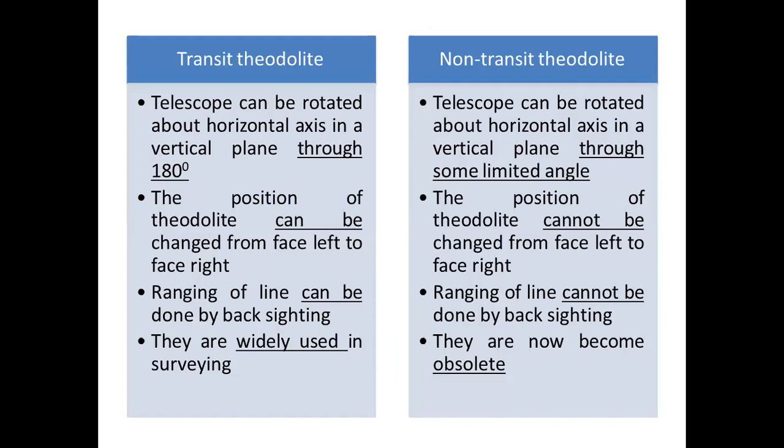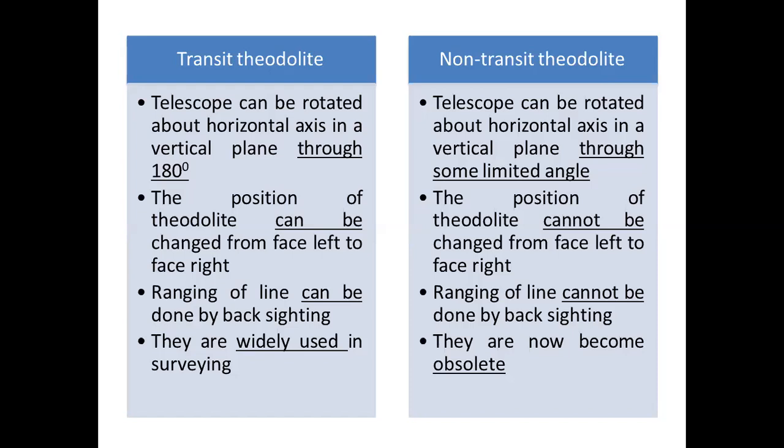The first difference is, as we already discussed, between the transit and non-transit theodolite. The first difference is rotation, right? Here, the telescope can be rotated about a horizontal axis in a vertical plane through 180 degrees. In a non-transit theodolite, it cannot be rotated about the horizontal axis in a vertical plane except through some limited angle, right? A non-transit theodolite cannot complete a full revolution.